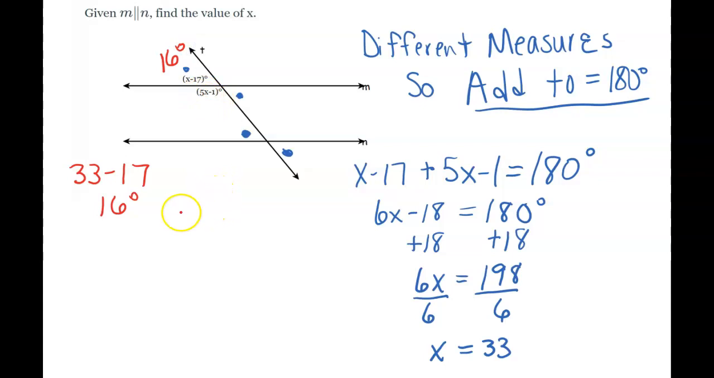This other angle, you would take 5x, take away 1. So 5 times 33, take away 1, plug that into a calculator, and you're going to get 164. Check to make sure 164 and 16 do indeed add up to 180 degrees. Okay, this is a linear pair, two angles along a straight line. All right, let's look at another example.